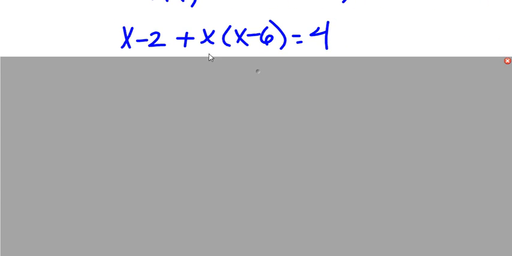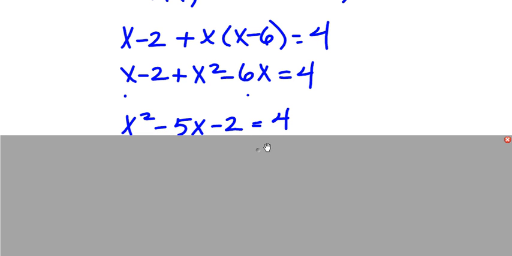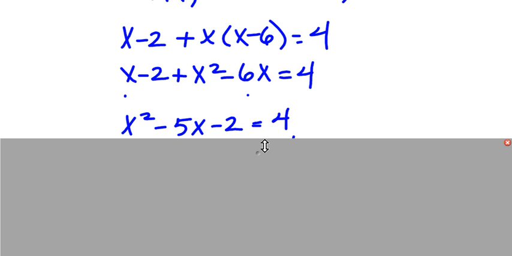So we would distribute the x to the x minus 6, combine any like terms that we can on the left-hand side, and try to write it in standard form because we can see it's to the second degree, so it's a quadratic. So we want to see the quadratic, the linear, and the constant. Now that the left-hand side of the equation is simplified, we can start working on solving the quadratic equation.